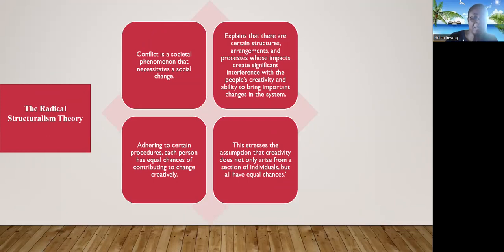Then the last one is the radical structuralism theories. They said that conflict is a social phenomenon. The proponents of these theories said that conflict is a social phenomenon that necessitates social change. They explain that there are certain structures, arrangements, and processes whose impact creates significant interference with people's creativity and ability to bring important changes in the system.